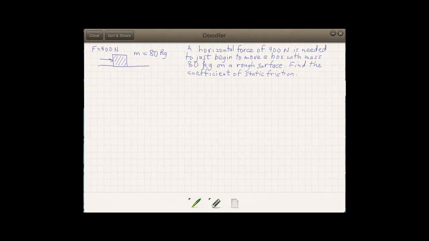All right, here's the problem. A horizontal force of 400 newtons is needed to just begin to move a box with a mass of 80 kilograms on a rough surface. Find the coefficient of static friction.